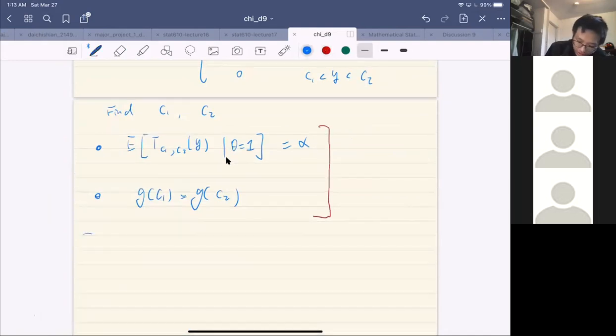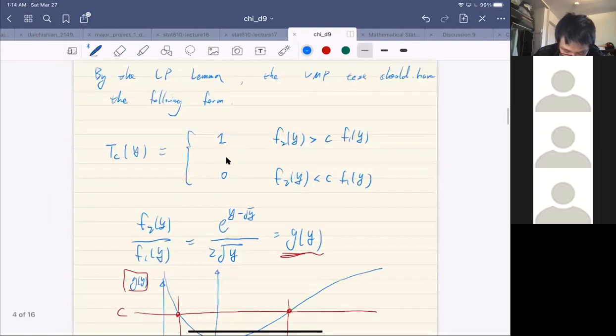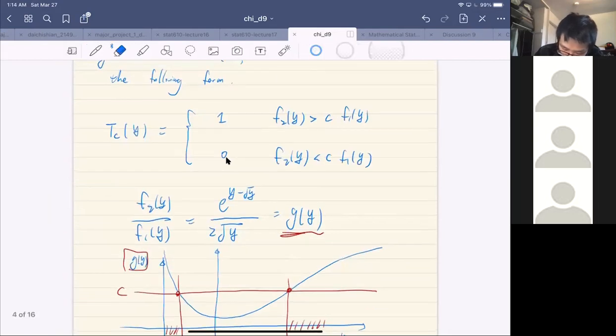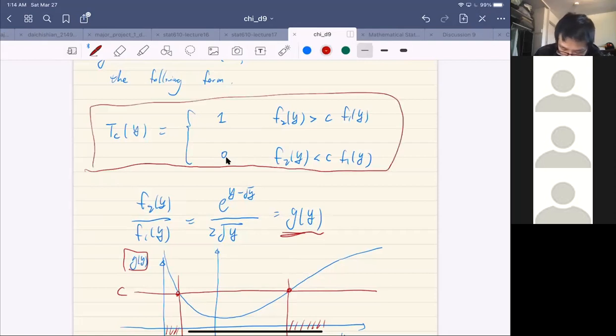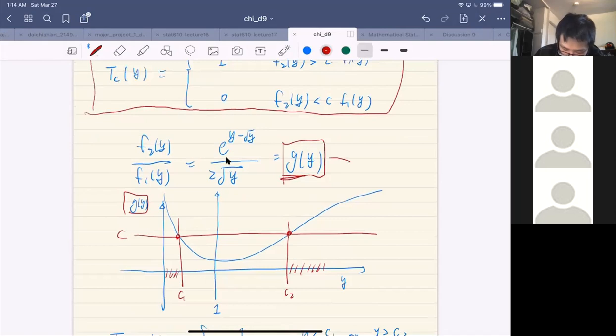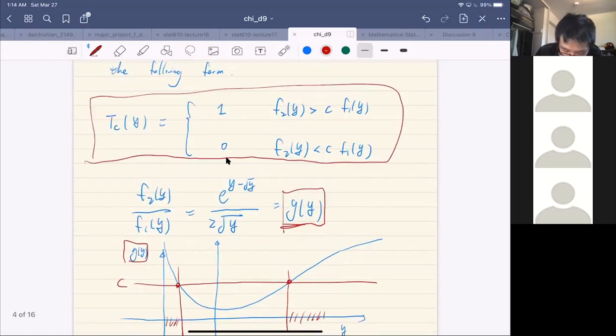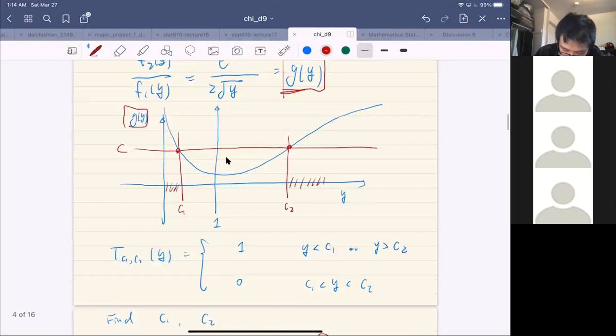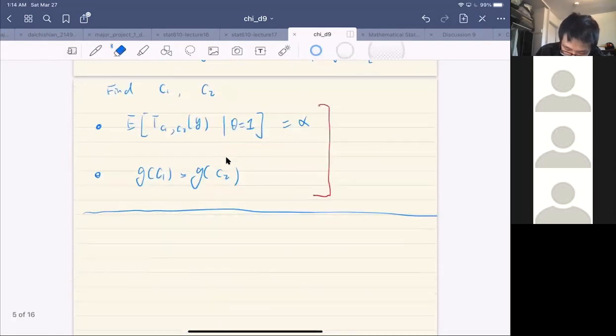So sometimes after this is the Neyman-Pearson lemma, and the second step is we want to figure out what is the property of G. If G is monotone, then that would be very easy. We will reject if the value is too big. But here it is not monotone, so the case becomes much more complex. But see, this is still not able to be solved analytically.